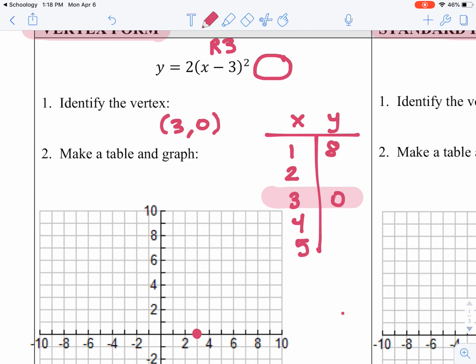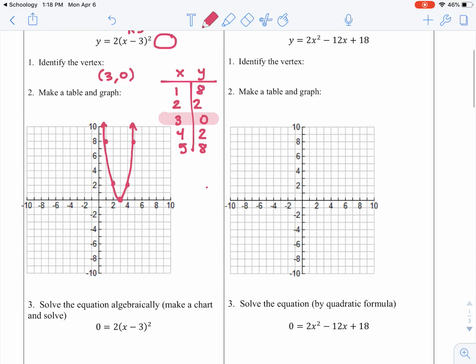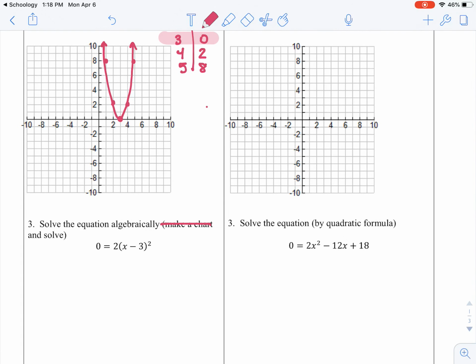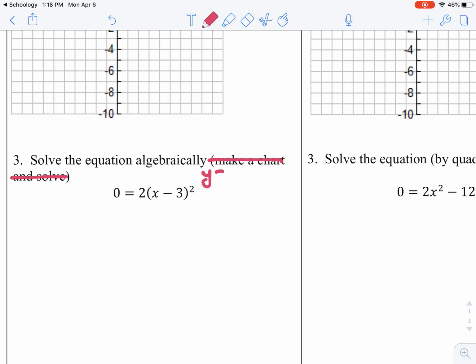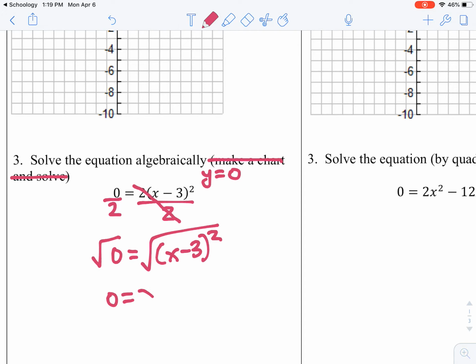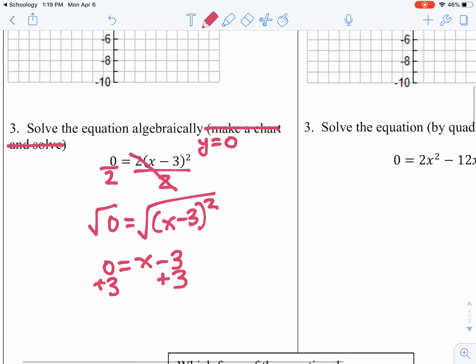Okay, then it asks us to solve an equation algebraically. So we're not going to worry about this, make a chart and solve. When we solve this, we set y equal to 0. We're going to divide both sides by 2 so that my 2's cancel. So I have 0 equals (x minus 3) squared. Take the square root of both sides. 0 equals x minus 3, and we have x equals 3.